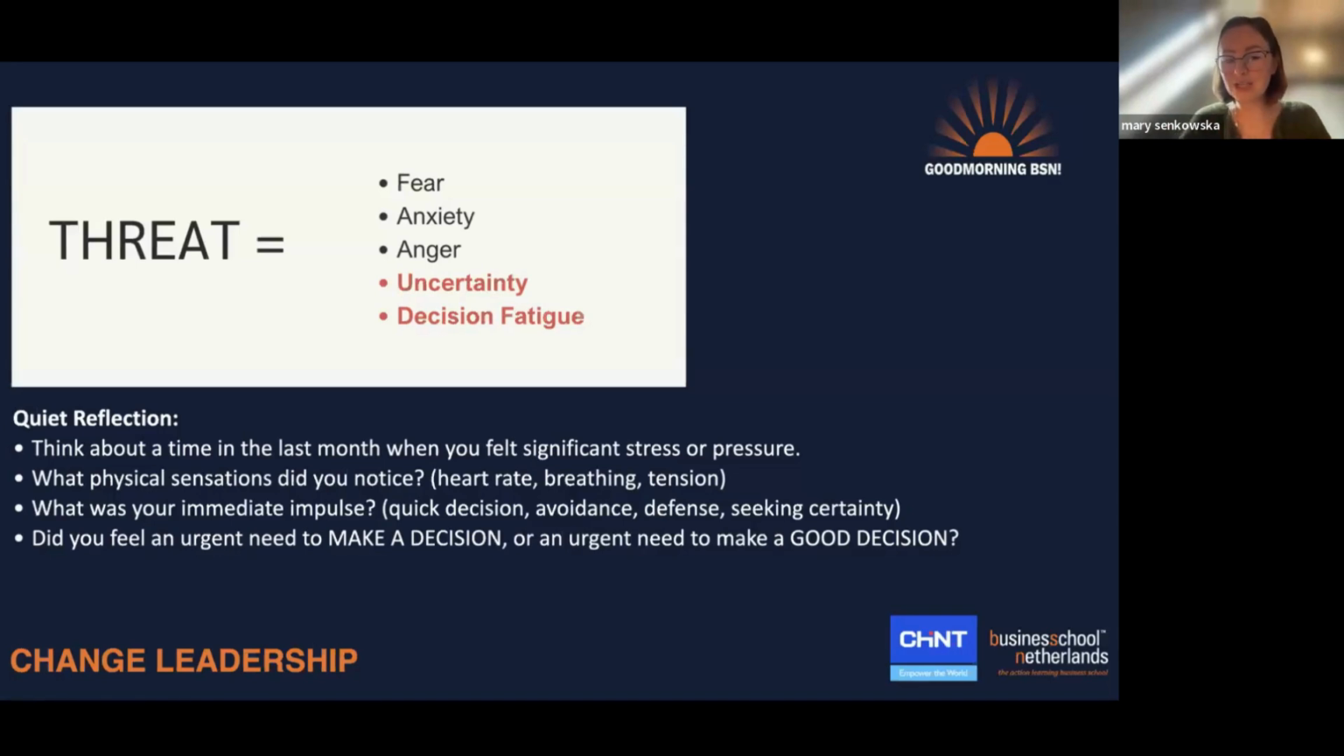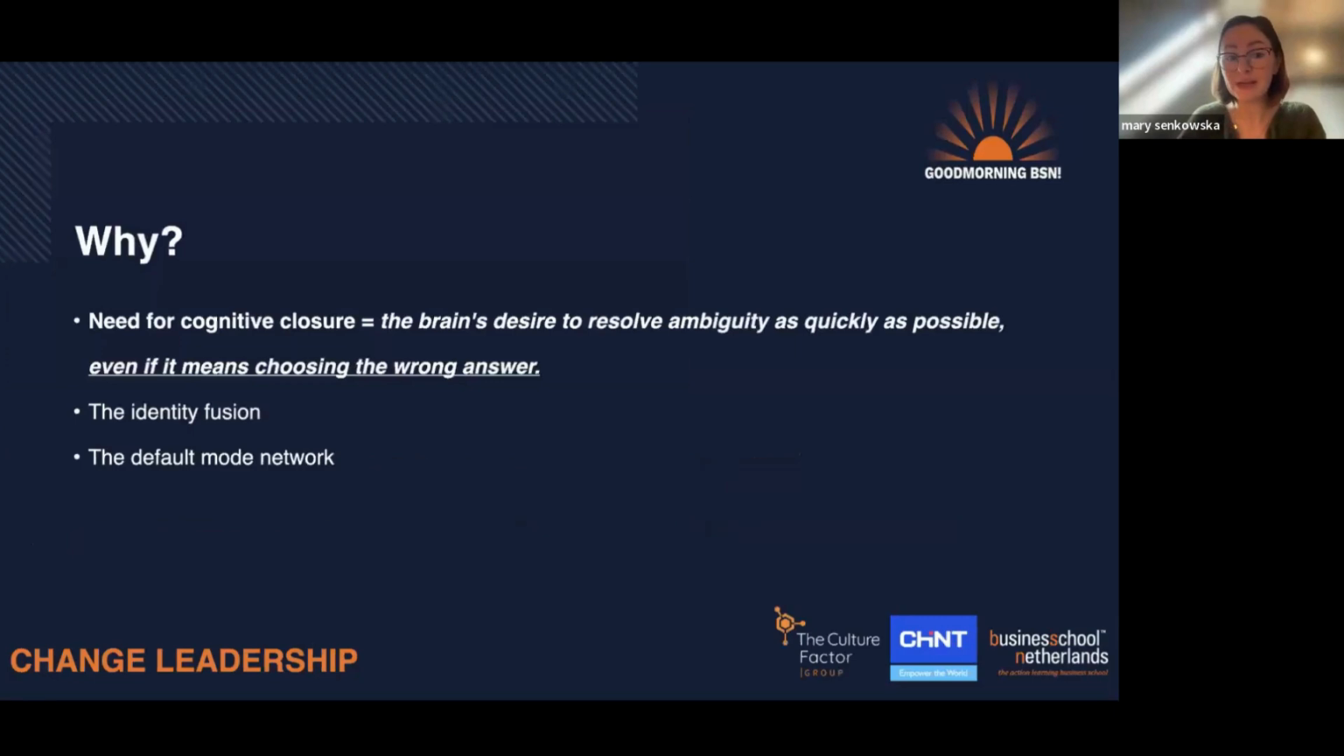Why is that differentiation important? Because in the moment that your amygdala is speaking, this is how you can recognize that. You're going to notice you want to just make a decision because your brain is trying to go back to safety, and safety means certainty. So we just want to make a decision. It does not matter whether it's a good or bad one. And that is exactly what need for cognitive closure is. It's the brain's desire to resolve our ambiguity as quickly as possible, even if it means choosing the wrong answer.